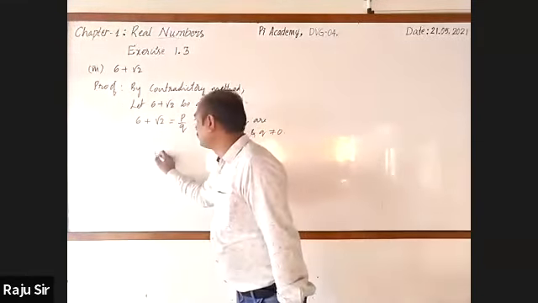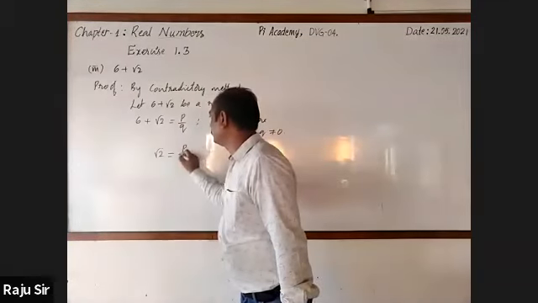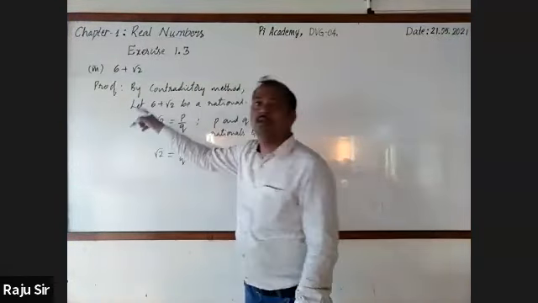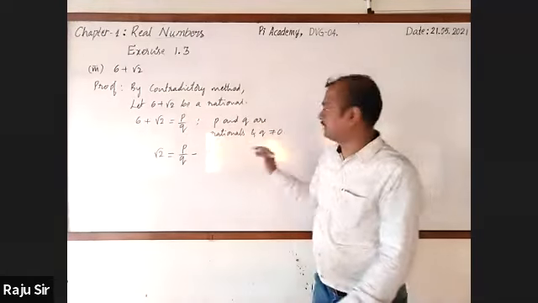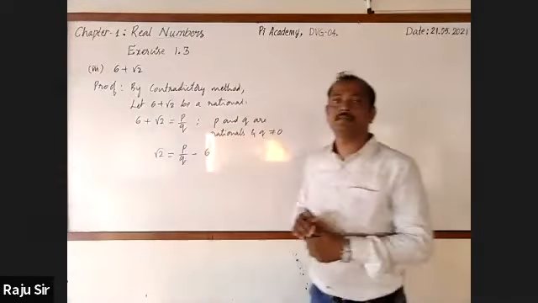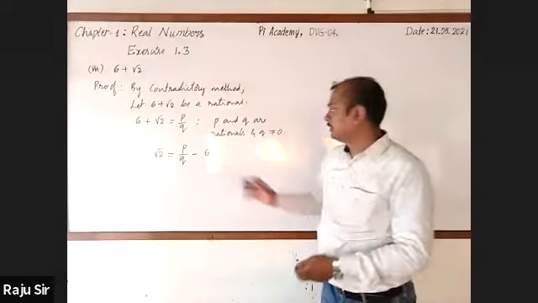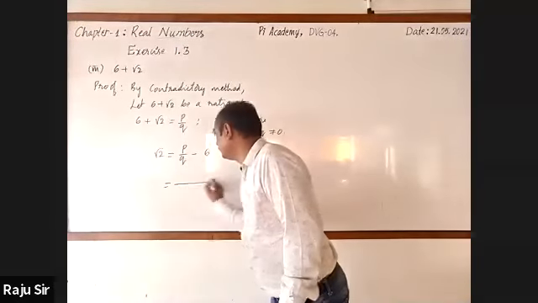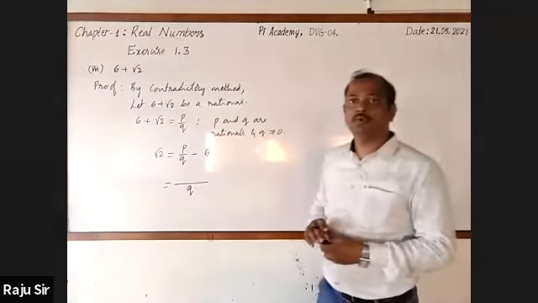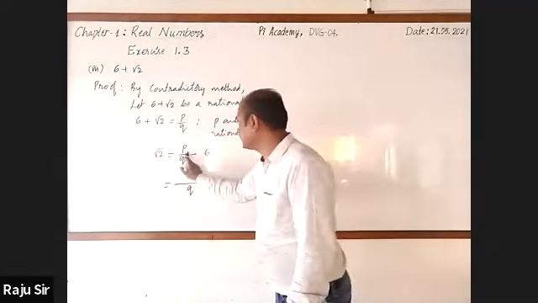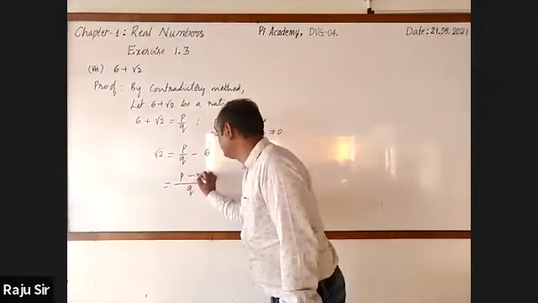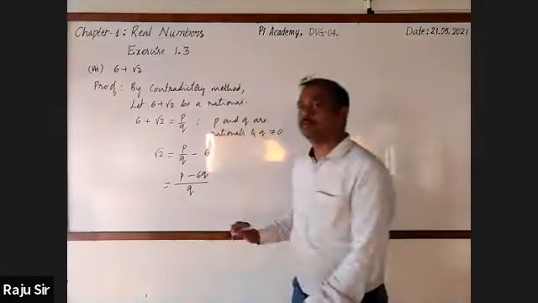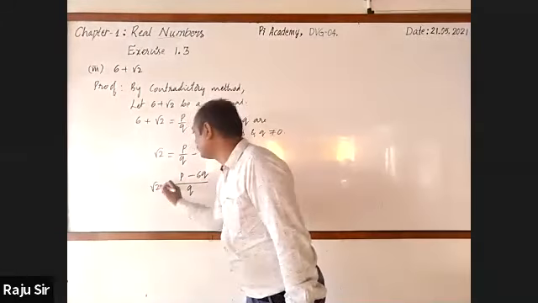Then solve for root 2. Root 2 is equal to p by q. Transfer 6 to the right hand side; it becomes minus 6. Take LCM and simplify. LCM is q. Multiply the LCM with both the terms. It becomes p minus 6q by q, that is equal to root 2.